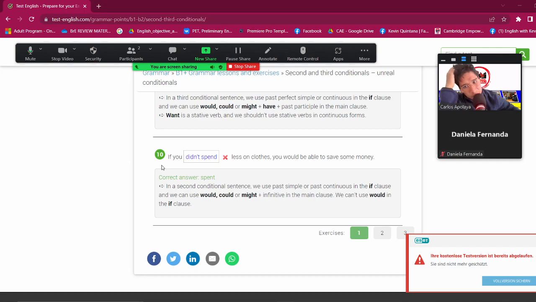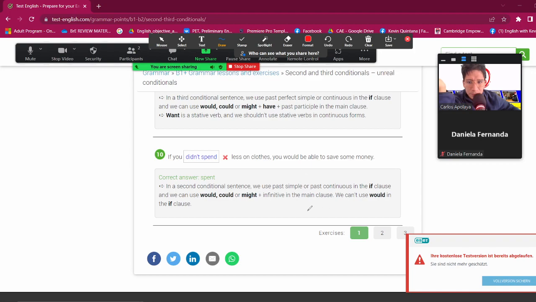Okay, if you didn't spend, si tú no gastases menos dinero en ropa, ¿serías capaz de ahorrar? What happened here? Here is in the past, yes, didn't. Okay. Didn't spend less on clothes, you would be able. This is okay. Si tú no gastases. Ok, aquí es si gastases nada más. If you spend. Si gastases menos dinero en ropa, serías capaz de ahorrar en cambio. Si no gastases, no tiene sentido. Acá si gastases nada más. ¿Ok? Si gastases.